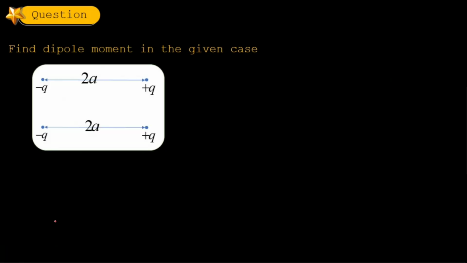Now, another question, and this is a similar one. There is nothing different here. So again, it is going to be Q times 2a, and again, it is directed towards the right side. So we'll simply say it is going to be positive i cap, or we'll say it is directed towards right.